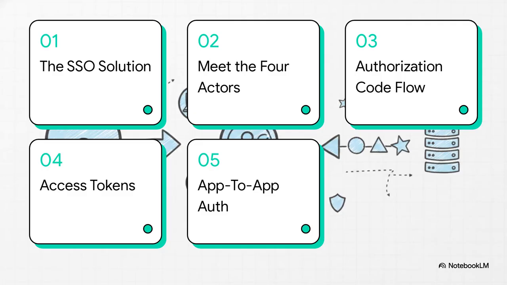Here is our roadmap for today. First, the single sign-on solution. Second, we'll meet the four actors. Third, we'll walk through the authorization code flow. Fourth, we'll unpack access tokens. And finally, we'll look at app-to-app authentication. Let's get right into it.